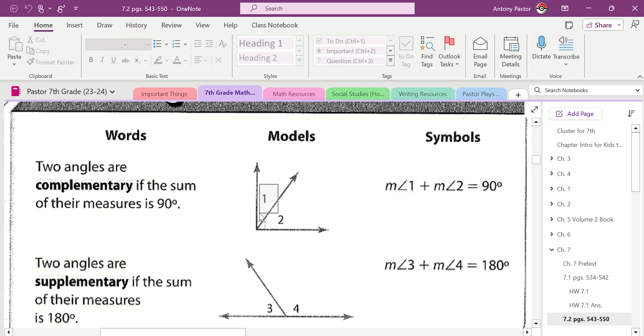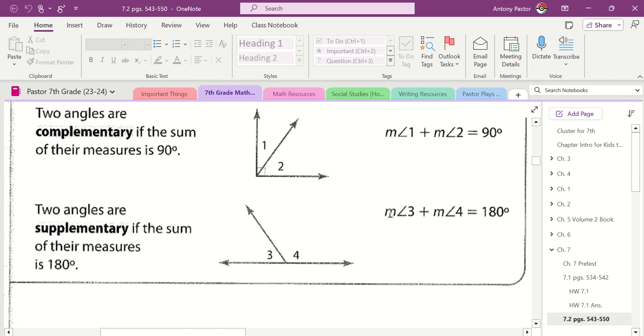So we have angle 1 right here, angle 2 right here. If we add those two together, we get 90 degrees. That would make this complementary. Supplementary, measure of angle 3 plus measure of angle 4 equals 180 degrees. Therefore, this is supplementary.